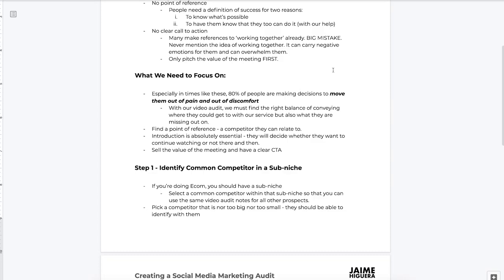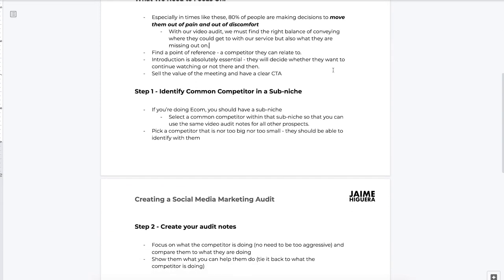The second thing is you want to pick a competitor that is not too big nor too small. They should be able to identify with them, and I've already spoken about this. So that is the first step.